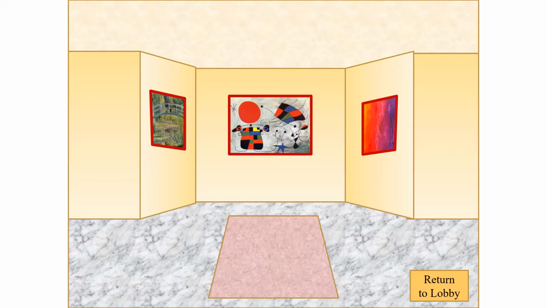For example, on this screen, we have just navigated from a lobby area into a room. In this room, you can see 3 artifacts, 3 paintings hanging on the wall. Now, the user can click on any or all 3 of those paintings in order to navigate to a separate room where more elaborate information will be presented about that particular artifact. Ultimately, the user will be able to click and return back to the lobby once again.